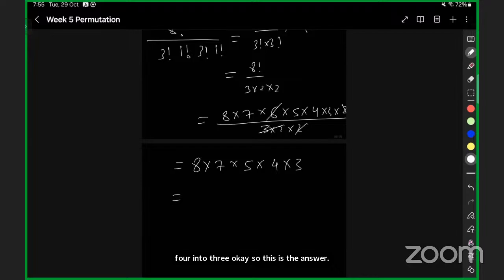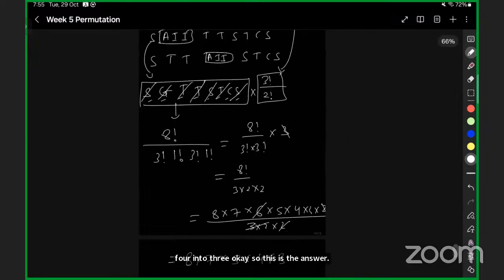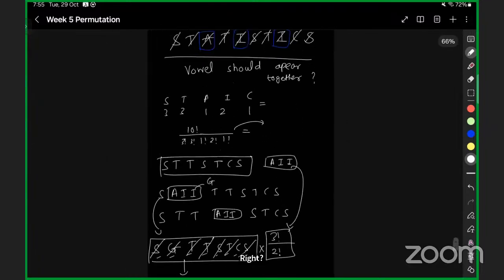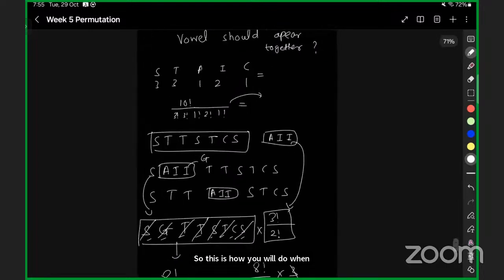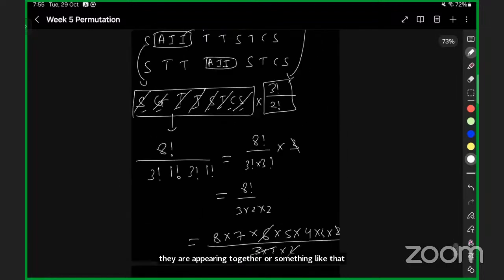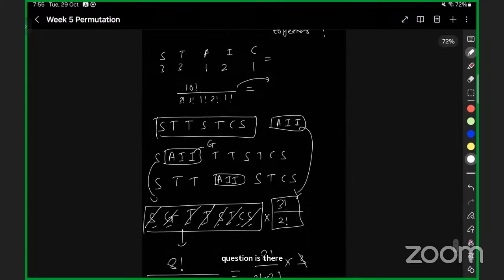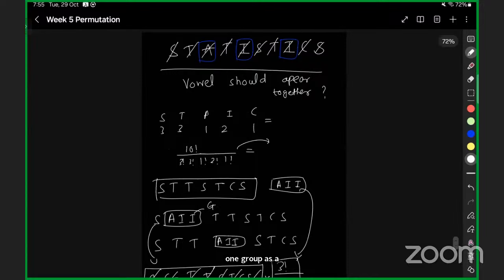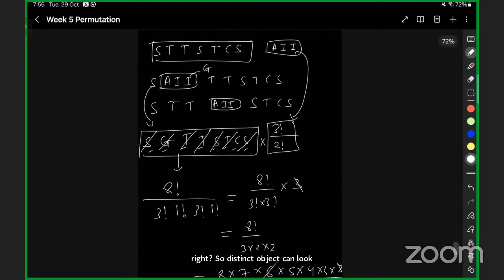Fine. So this is how you'll do it when they are appearing together or when a question like that is there. So think of one group as one entity. Till now we saw distinct objects, right? So a distinct object can also be a club of a few objects.